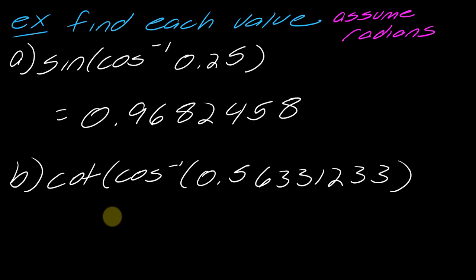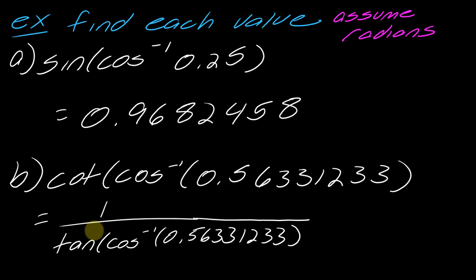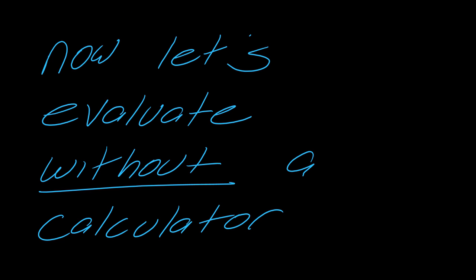Now, this second one is going to require that you keep your regular trig functions and your inverse trig functions straight. So this is cotangent, so to evaluate that, I'm going to take 1 over tangent of inverse cosine, which I can just enter straight in my calculator. So here's what I'm entering into my calculator, and that comes out to 0.68177.